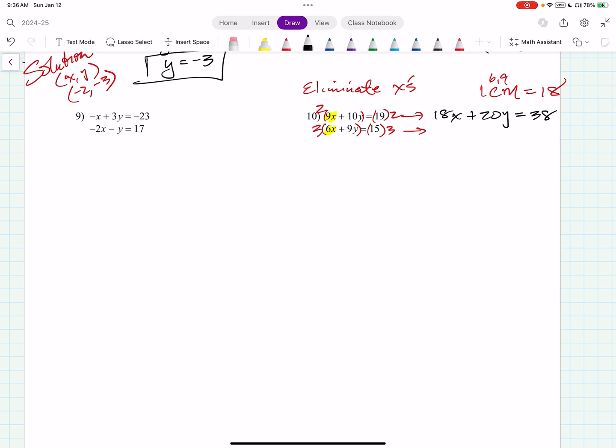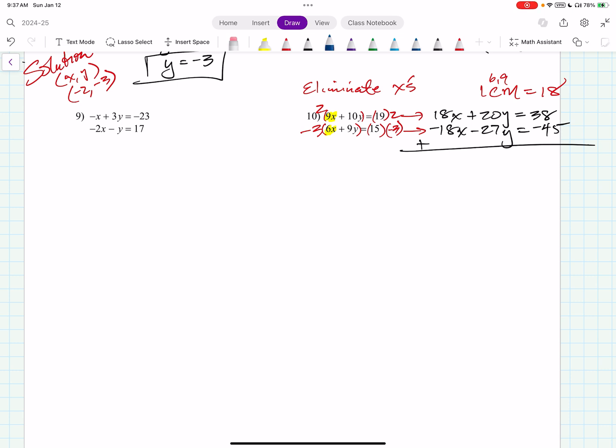Okay? Actually, we should multiply it by negative 3 because we want an opposite here. So let me change that. I'm going to make this negative 3 here. And then on the right-hand side, you got to be careful. I got to use parentheses here to make it look like multiplication. You want opposites, so we're going to multiply by negative 3 because we want one to be 18, one to be negative 18 in terms of the x variable. I'm talking about the coefficients there. So negative 3 times 6x is negative 18x. Negative 3 times 9y is a negative 27y. And then negative 3 times 15 is negative 45. There we go.